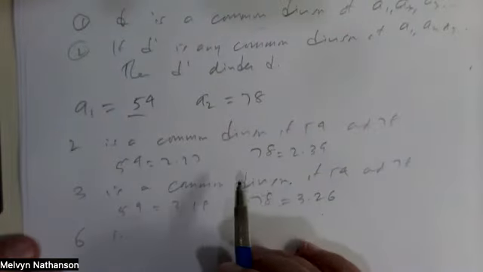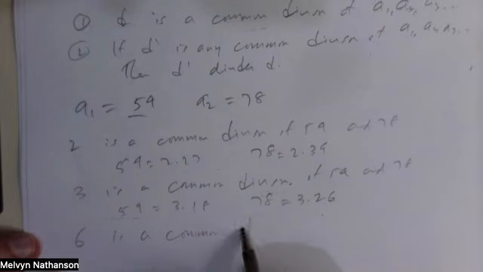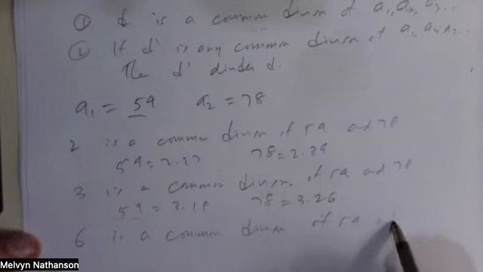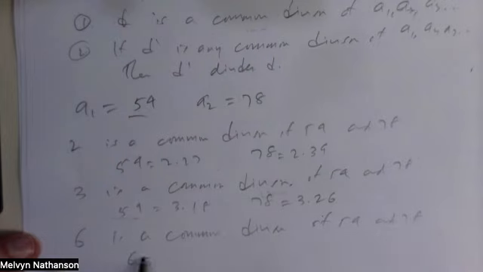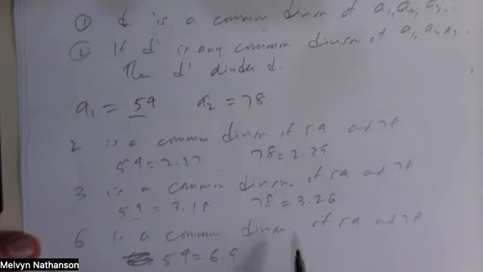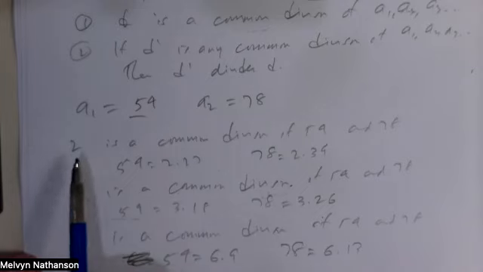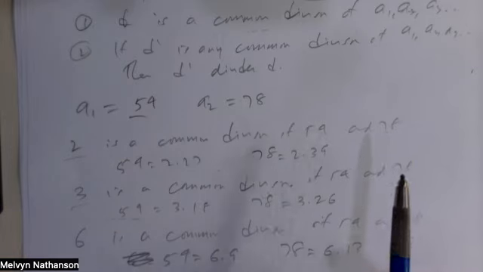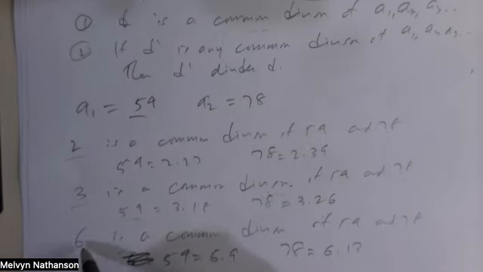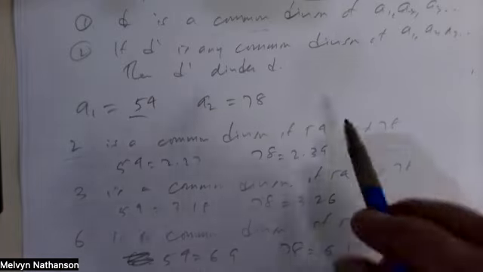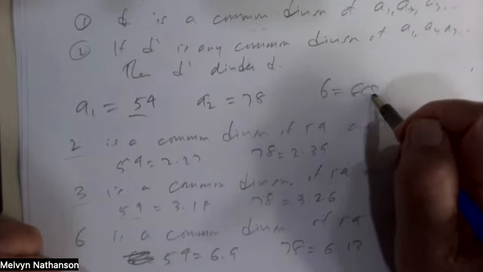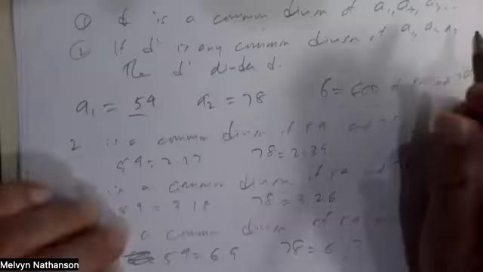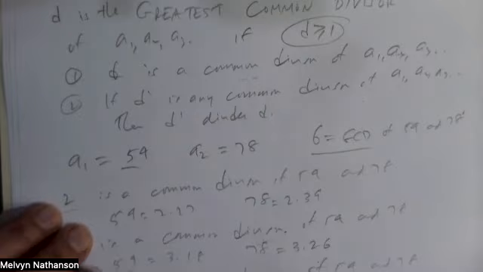6 is another common divisor of 54 and 78. 54 is 6 times 9. 78 is 6 times 13. So here we have 3 common divisors of these two numbers. 6 is the biggest of these 3, and it's divisible by 2 and by 3. And in fact, 6 is the greatest common divisor of these numbers. So 6 is the GCD of 54 and 78. GCD stands for greatest common divisor.